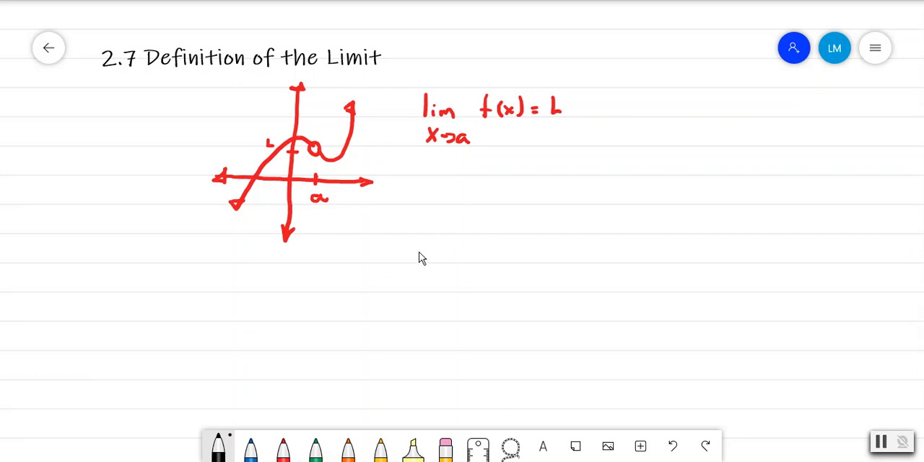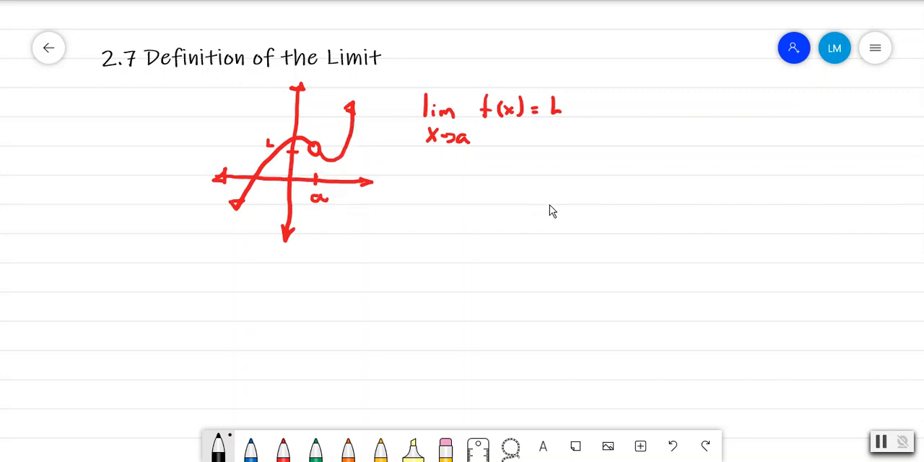Hello. In this video, I'm going to talk about the definition of the limit. Now, the definition of the limit before said that as long as the limit from the left is equal to L and as long as the limit from the right is equal to L.